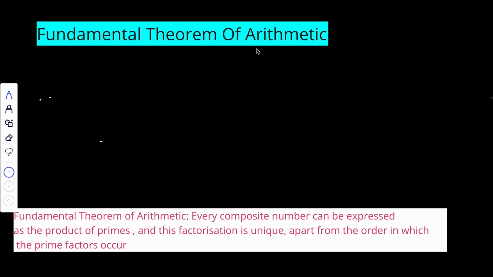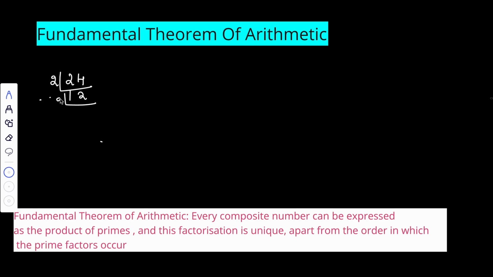Now we are coming to the main topic of this lesson. It is the fundamental theorem of arithmetic. I'll make it very clear for you by taking one simple example. I'll take a number 24. 24 is a composite number. I'll write the prime factorization of this.